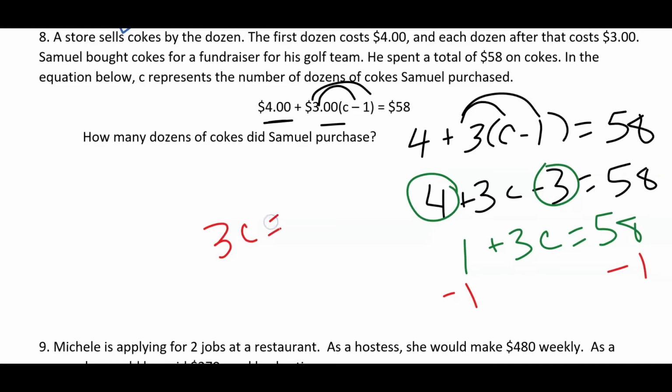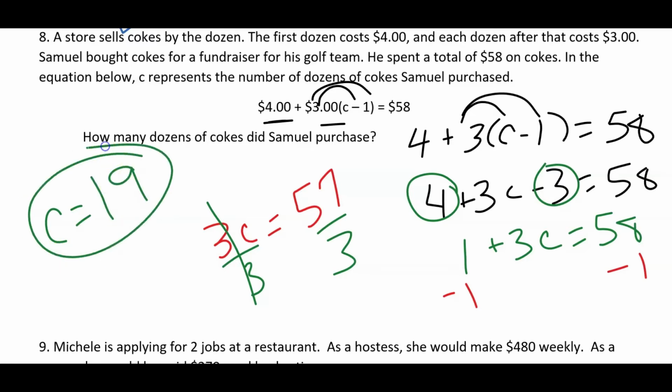3C equals 58 minus 1 is 57. And my last step would be to divide by 3. And that's going to give me C equals, and I know 3 goes into 60 20 times, but 57 is just one less than that, so it's going to go 19 times. And that is exactly how many dozens of cookies that he purchased.